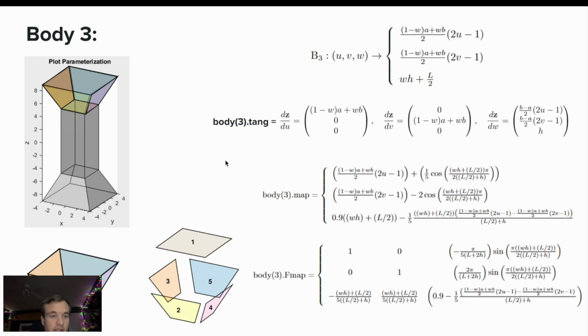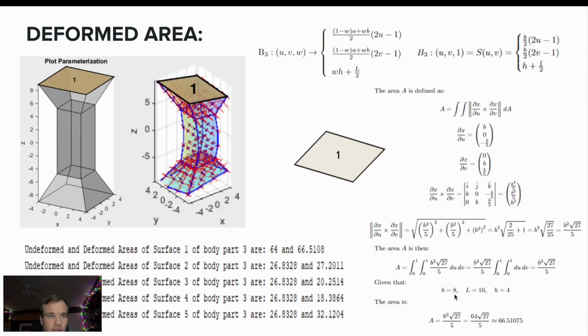This is the important body. This is the one that we will be looking at in the next couple steps for the area and the volume. This is the parametrization of that frustum. These are the tangent vectors to the faces, and then this is the map that we deal with, and the F value that we deal with. So, first let's look at the deformed area.